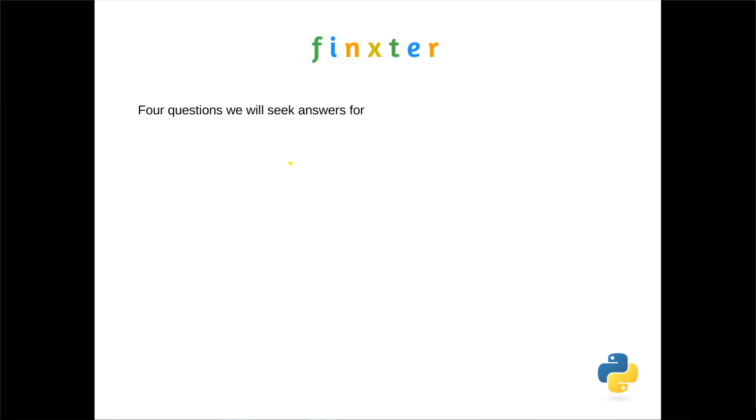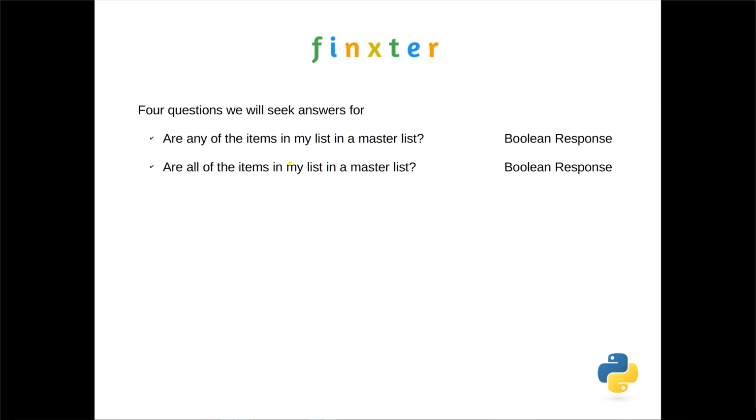So, in looking at this question, I've actually done 4 possible answers that we may seek. One is, are any of the items in my list in a master list? And we'll get a Boolean response. We'll get a true or false, either yes they are, no they're not. Are all of the items in my list in a master list? And once again, a true or false response.